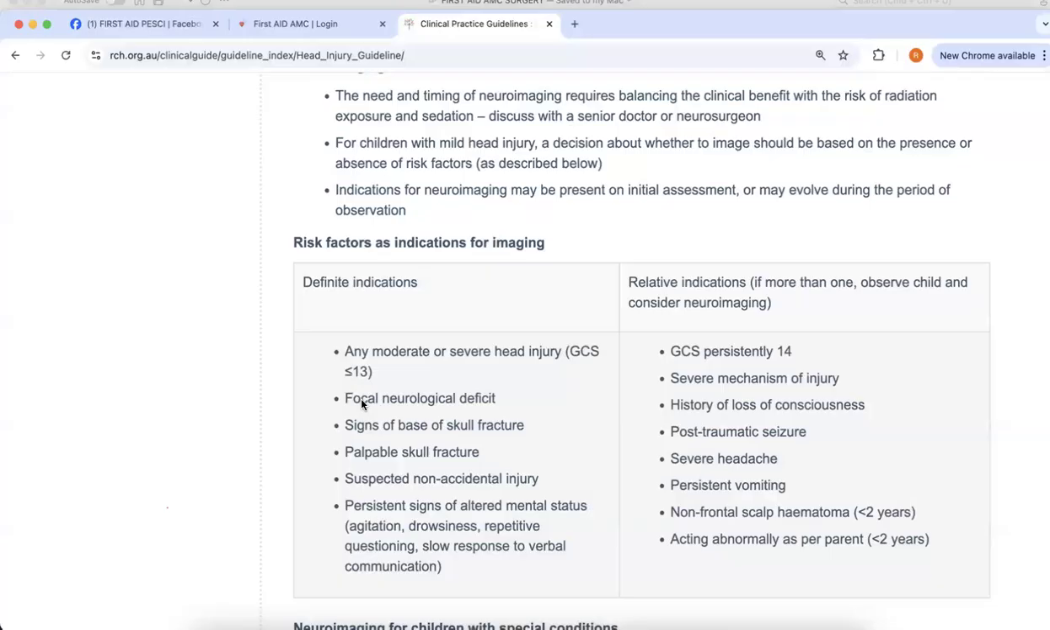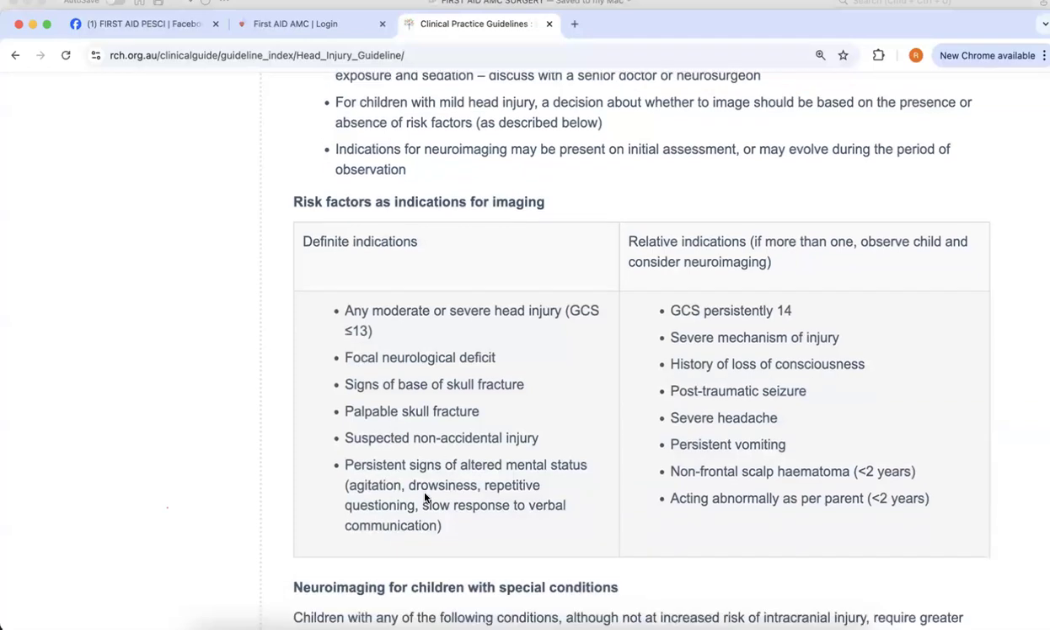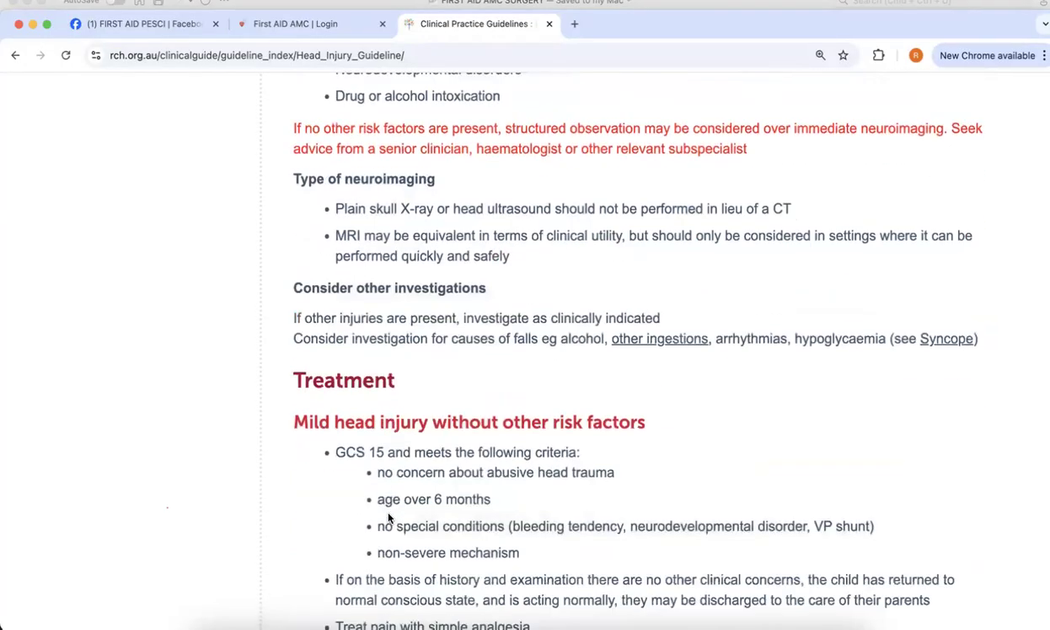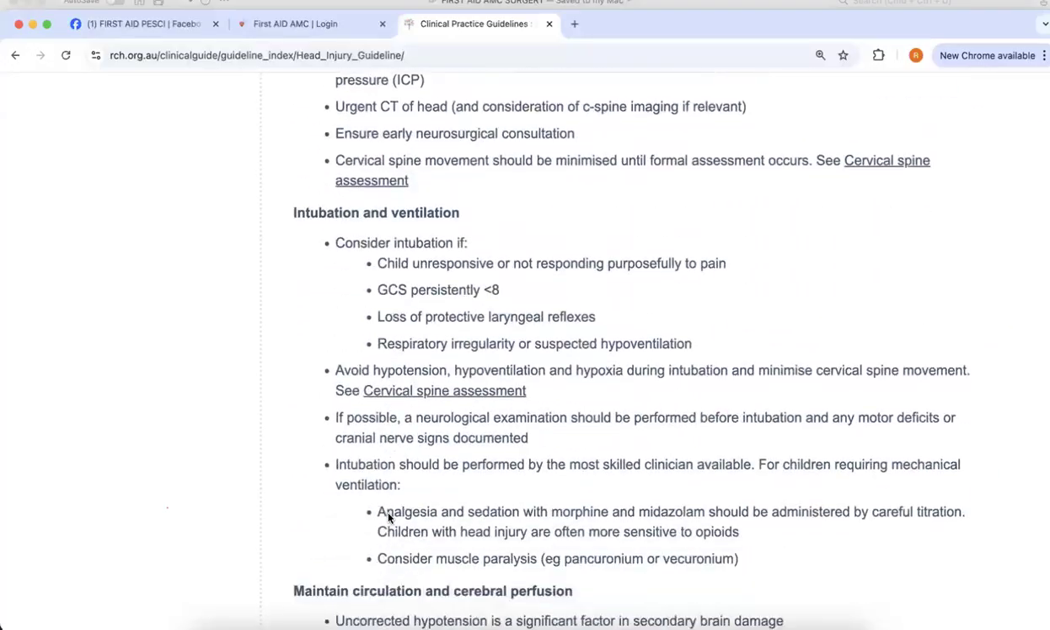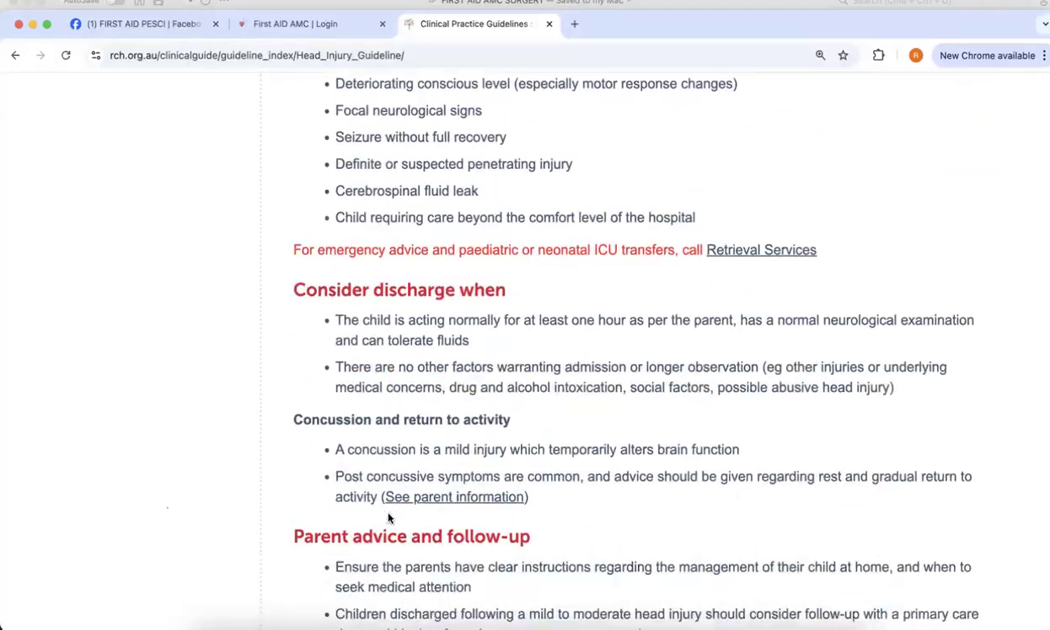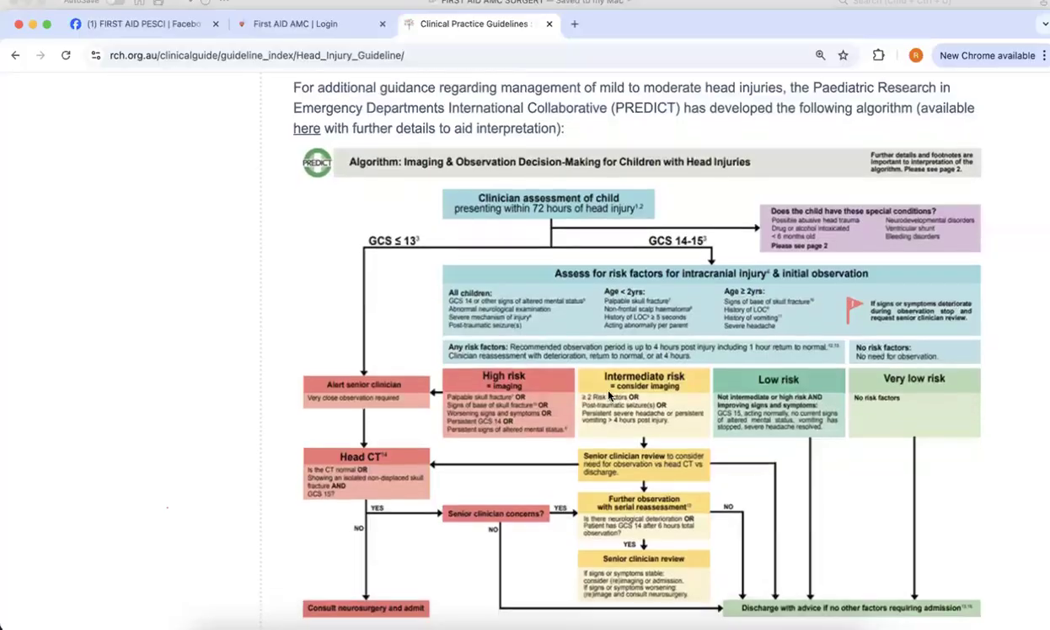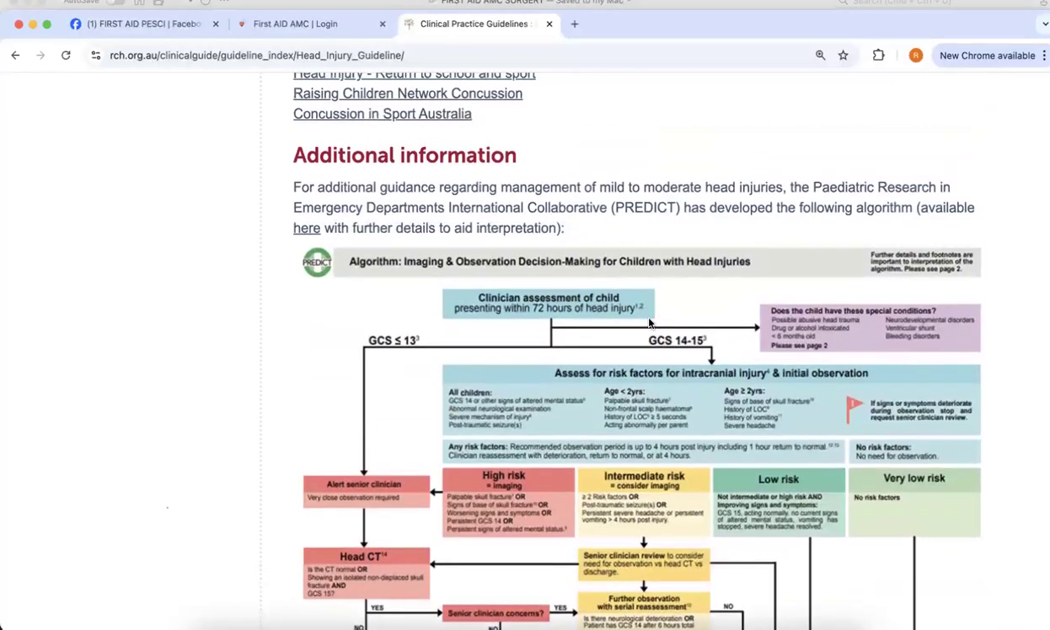Focal neurological deficit, like the patient's one side is weak or the pupil is dilated on one side. Signs of basal skull fracture, palpable skull fracture, and persistent altered mental status. If any of these is there, the patient should have a CT scan of the head. So give it a read from here. That gives us a little bit of an idea, and they have given a little more of an algorithm about head injury, so you can go through that in your own time. You don't need to calculate GCS in the exam, they will give it to you.